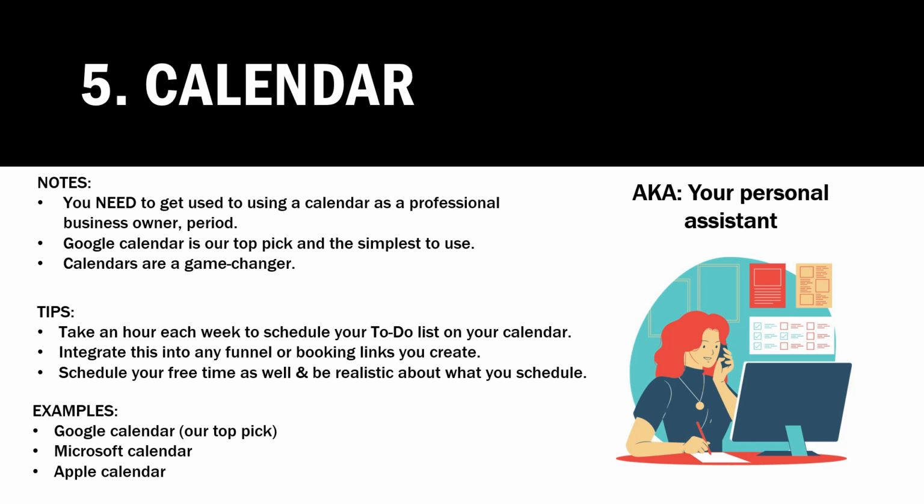Calendars are an absolute game changer once you get used to using them. Some tips is to take an hour each week to schedule your to-do list on your calendar. You should start scheduling everything on your calendar and get used to using it as a professional online business owner. Integrate this into any funnel or booking links you create so that automatically when somebody wants to schedule, they can do it on an available slot for you. And schedule your free time as well and be realistic about what you put on your calendar.